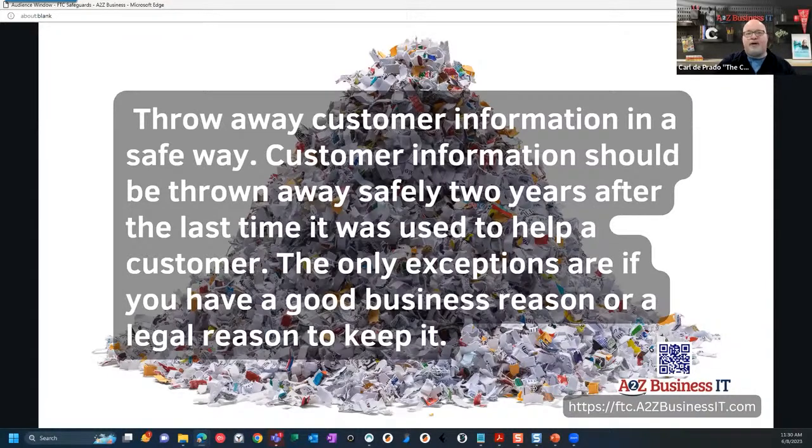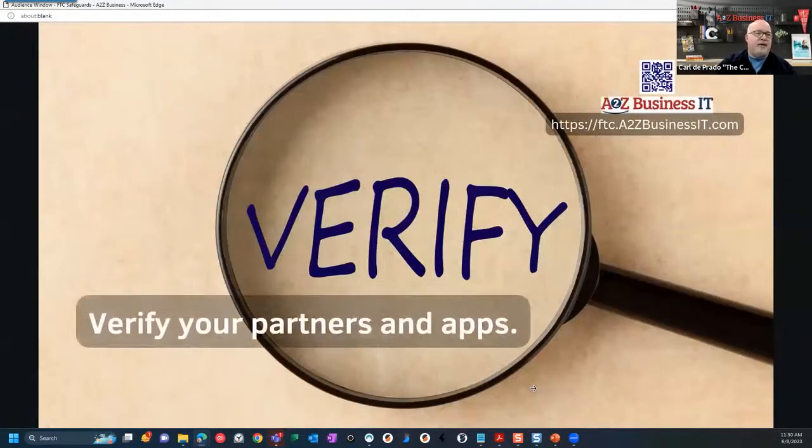It means you have to expunge the records from your system. It means you need to shred in a safe manner any type of papers and documents that are there at that time to make sure that they're destroyed. You need to be able to audit that. You need to be able to demonstrate that was done as well. Next, on top of that, you're going to need to verify your partners and your apps.